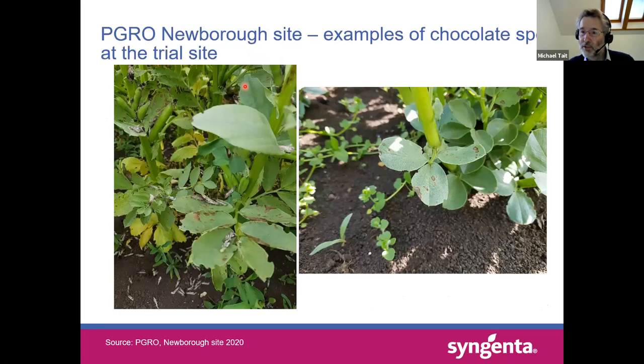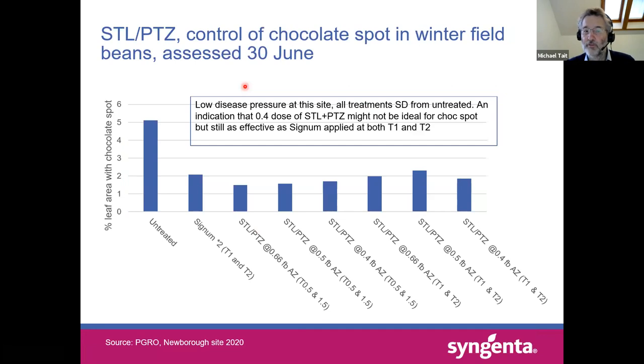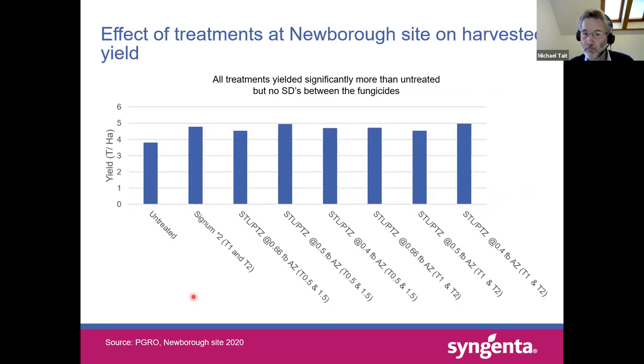We also had some chocolate spot at the same site, but not a very great deal of disease. You can see here the level of disease in the untreated was not very high, and all of the treatments gave an effect, and we couldn't in this particular trial make any distinction in technical terms between these treatments or the timings. But we did show a significant reduction in disease compared with the untreated.